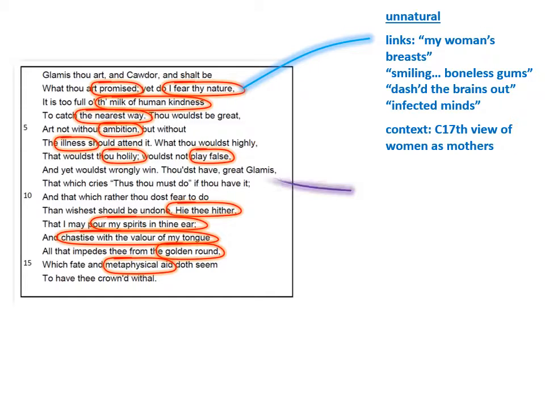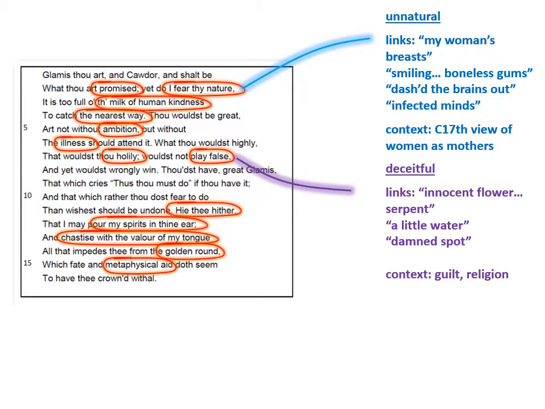So what will I do next? The idea of playing false is quite interesting. She's deceitful, and deceit's one of the key themes, isn't it? This idea of pretending to be something you're not. So it links to that notion of the innocent flower, that you're the serpent under it. I can talk about serpent a little bit, the ideas of poison and the sort of hidden venom that she carries around.